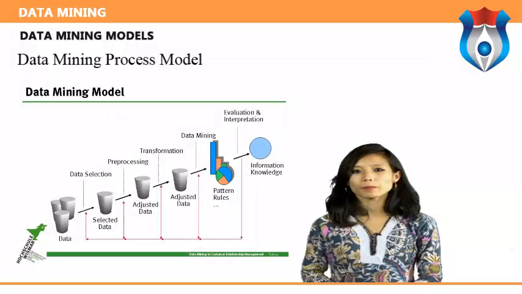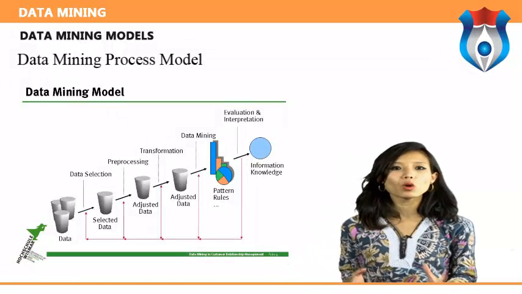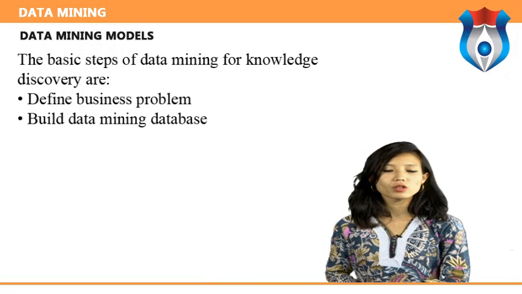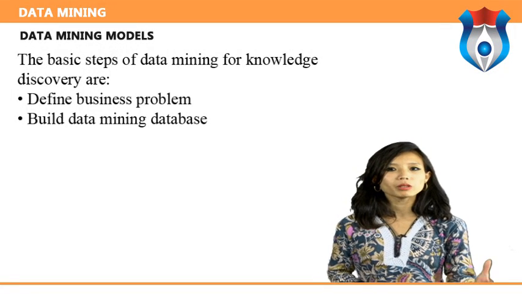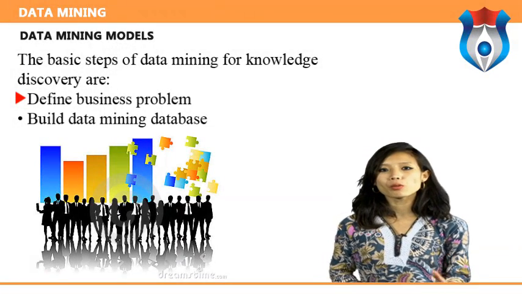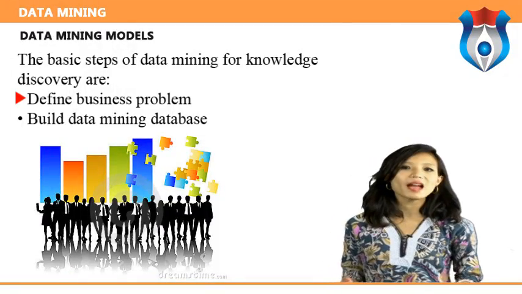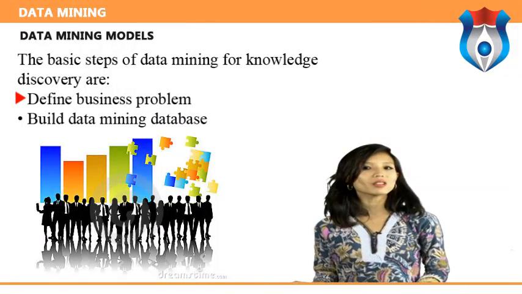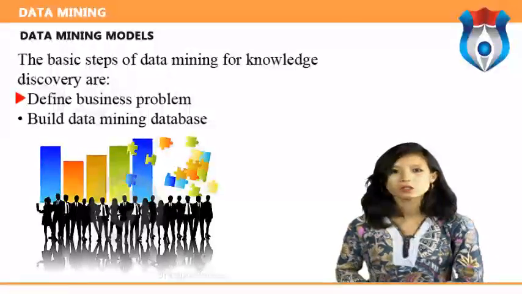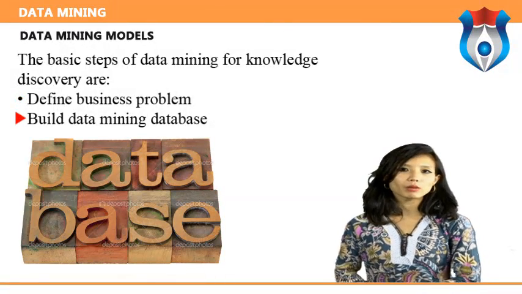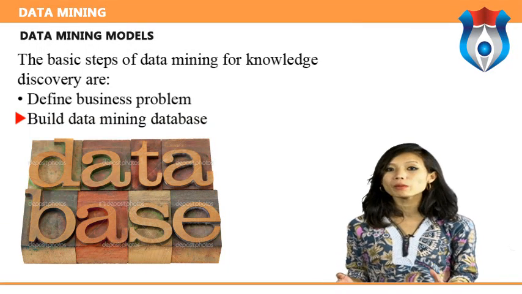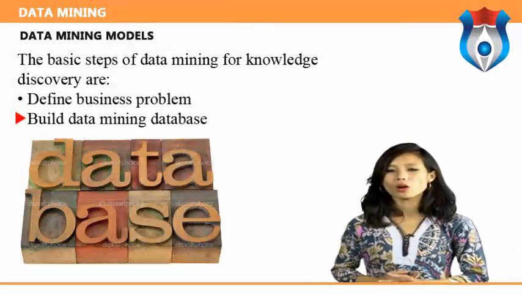Data mining process model. The data mining process model described below is derived from the Two Crows process model. The basic steps of data mining for knowledge discovery are: define business problem, build data mining database. Define the business problem. First and foremost, the prerequisite to knowledge discovery is understanding data and business. Without this understanding, no algorithm is going to provide a result in which we should have confidence. Build a data mining database. This step constitutes the core of data preparation. Almost certainly, we will be modifying the data from the data warehouse.